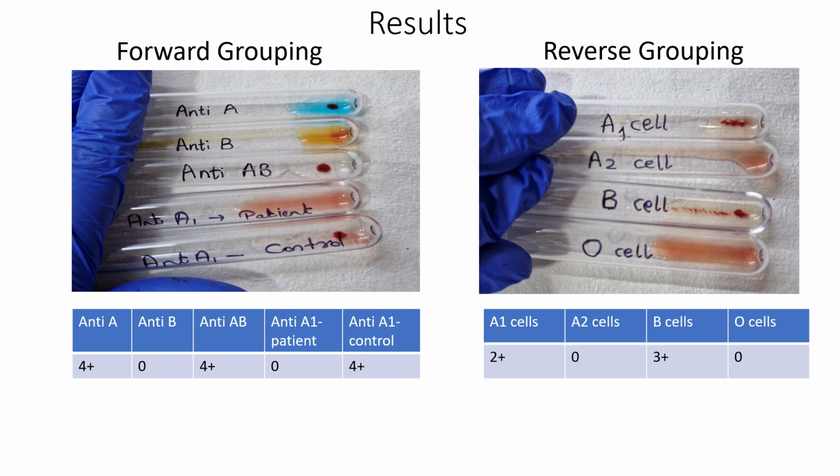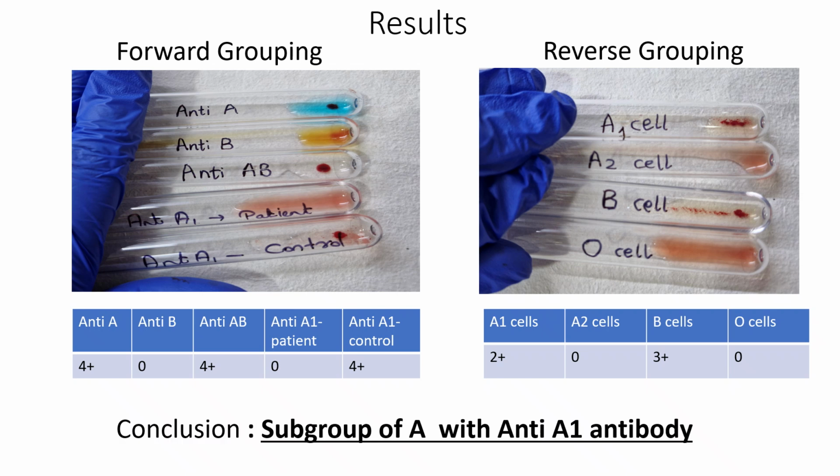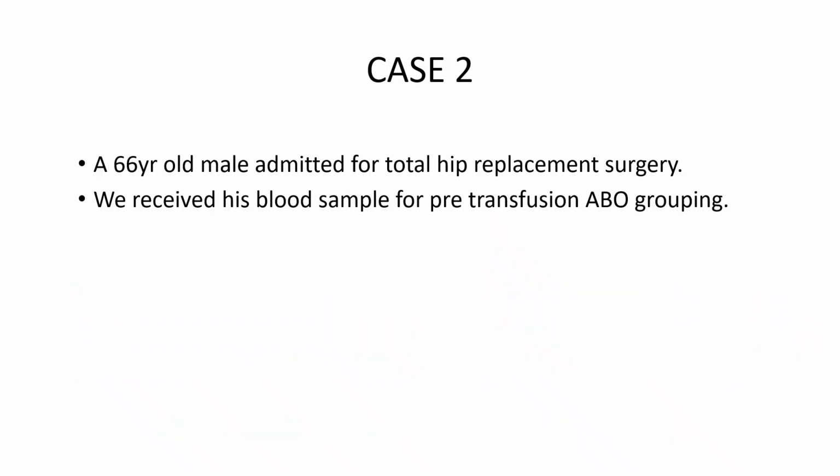In reverse grouping, in A1 cell, there is a 2 plus reaction. In B cell, there is a 3 plus reaction. Whereas in A2 and O cells, there is no reaction. The conclusion is that this is a subgroup of A with anti-A1 antibody.